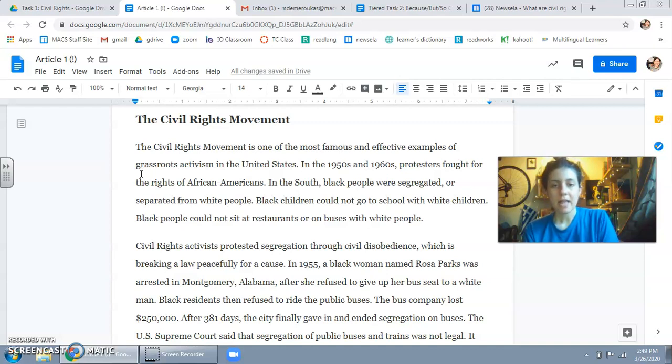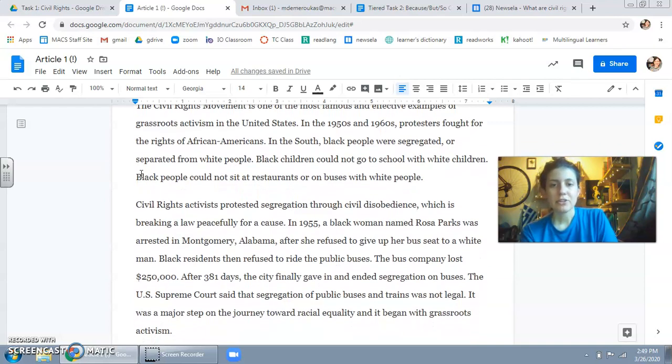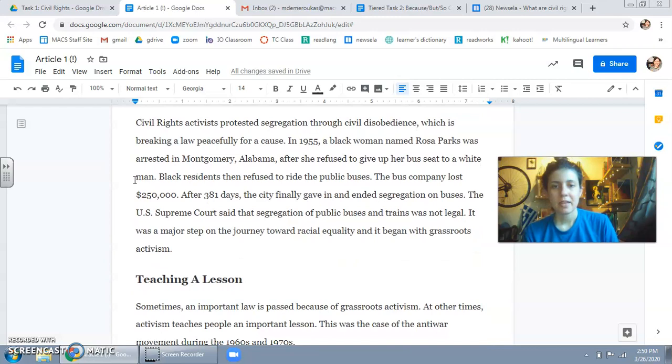In the South, black people were segregated, or separated from white people. Black children could not go to school with white children. Black people could not sit at restaurants or on buses with white people. Civil rights activists protested segregation through civil disobedience, which is breaking a law peacefully for a cause. In 1955, a black woman named Rosa Parks was arrested in Montgomery, Alabama, after she refused to give up her bus seat to a white man.